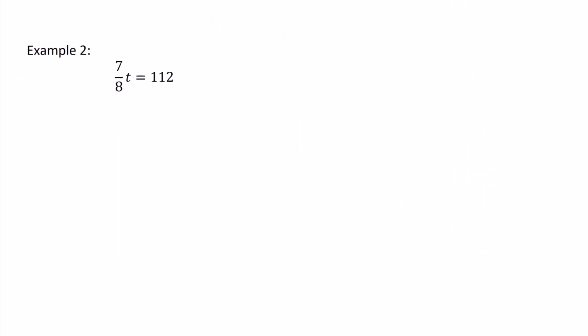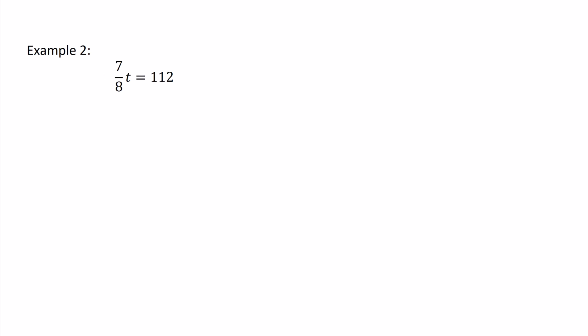In example 2, we have 7/8 times t equals 112. There are two different ways we could do this. We could multiply by the reciprocal, which is the best option, and I'll explain why here in a second. Or you could multiply by 8 and then divide by 7. Both are great options, but we're going to do it all at once.